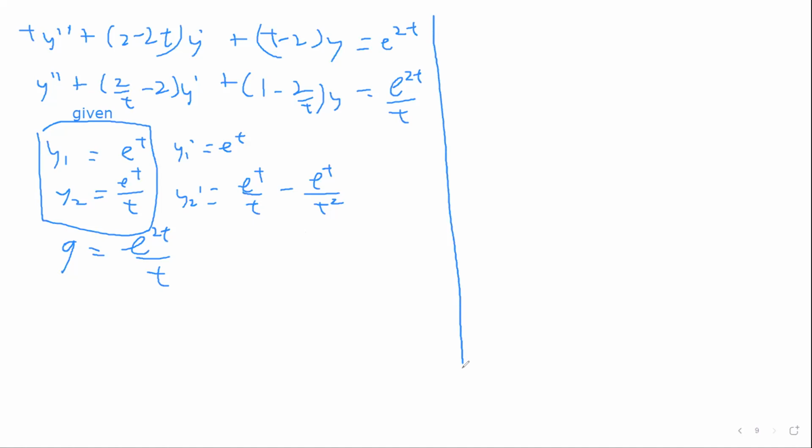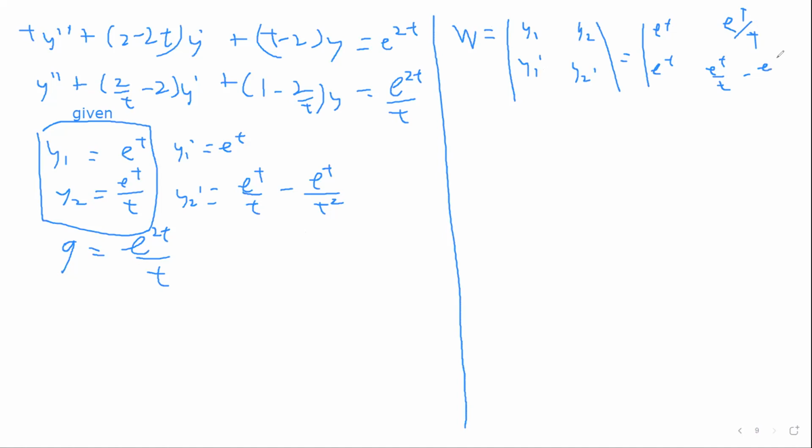And now we can determine each Wronskian. Wronskian equals the determinant of y1, y2, y1 prime, y2 prime, which is e to the t, e to the t over t, e to the t, e to the t over t minus e to the t over t squared. Do you all remember how to evaluate a determinant? It's cross 1 minus cross 2.